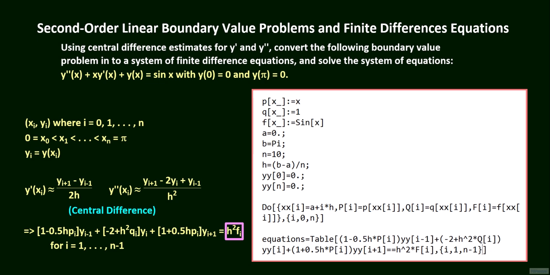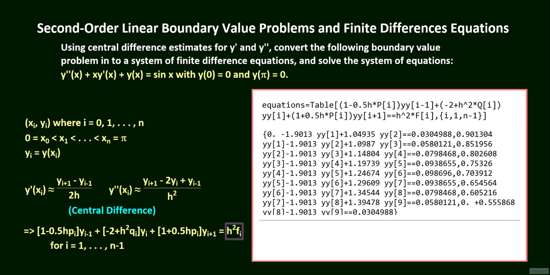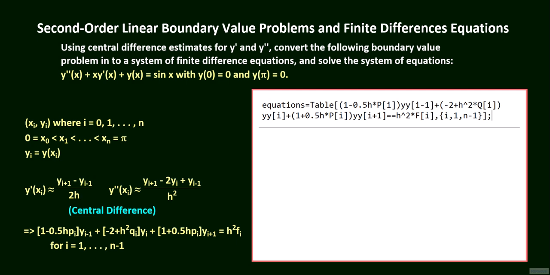We evaluate all the lines of code, and we have the system of equations on screen. To minimize on-screen clutter, we put this output in the background, so we type a semicolon after the equations command and evaluate again. We use the variable unknowns for the list of unknowns that we are going to solve for. We use the Table command. The unknowns are the y_i's, where i goes from 1 to n minus 1.